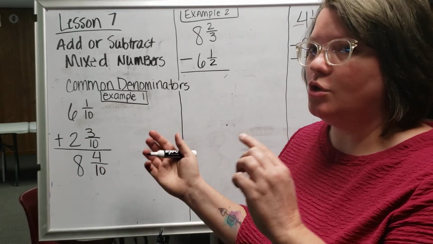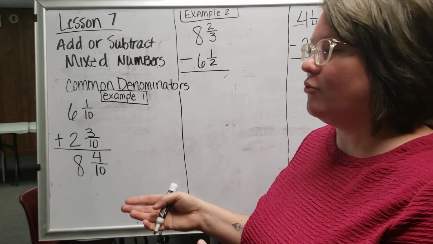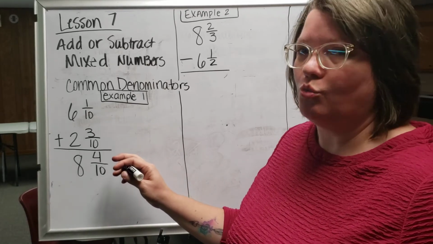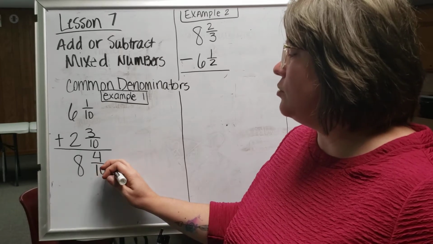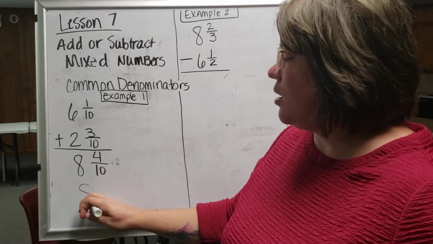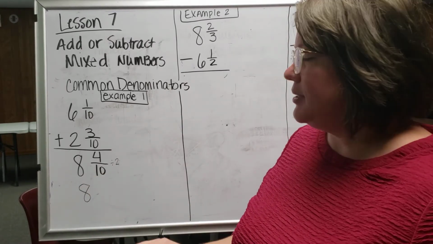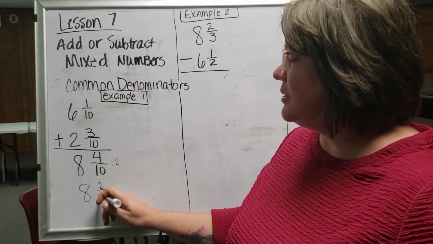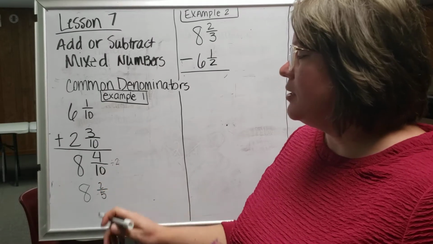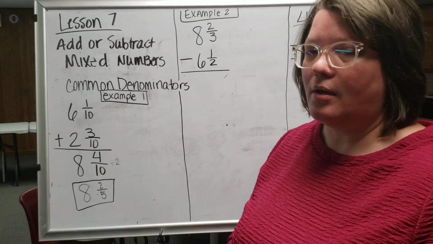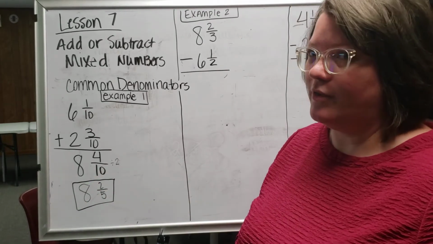We know we need to reduce that or get it into simplest form. Okay, our common factor here would be 2. So we want to reduce this fraction by 2. Our whole number is not affected. It stays the same. 4 divided by 2 is 2, and then 10 divided by 2 is 5. So that gives us our final sum of 8 and 2/5.